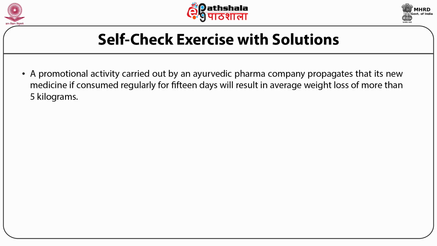So in this question we are trying to find out how we can frame the null hypothesis. The null hypothesis under such a situation will be that mu is less than or equal to 5, because this is the claim that is being made by the company. As a result, the alternative hypothesis for such a situation will be that mu is greater than 5, where mu is the population mean. Let us see another example.